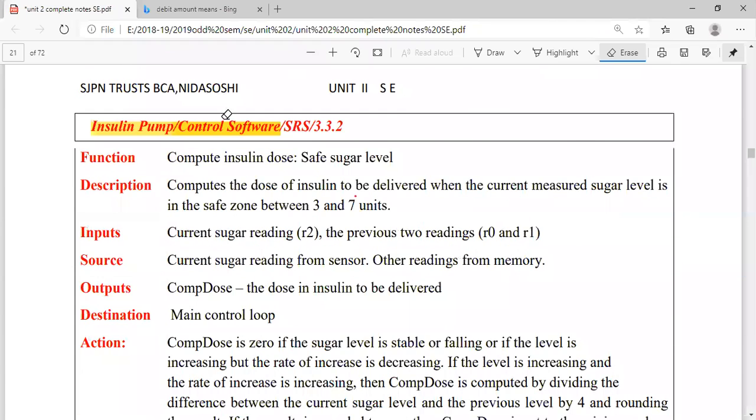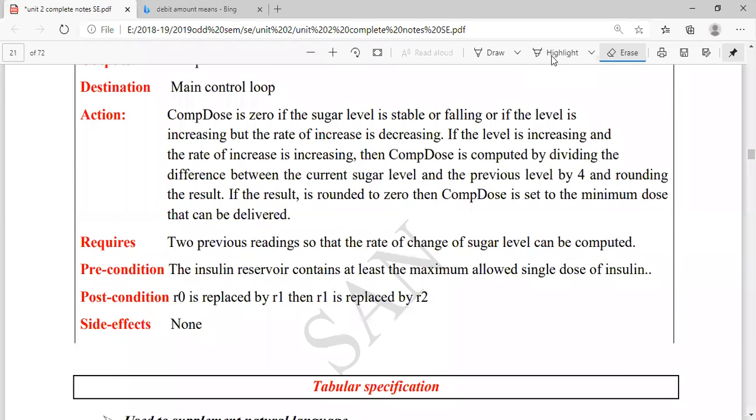It means you're going to write the requirements using form based specification. So what are the requirements here? Two previous readings so that the rate of change of sugar level can be computed. We need R0 and R1 to calculate R2. If you want to calculate R3, we need R0, R1, R2.